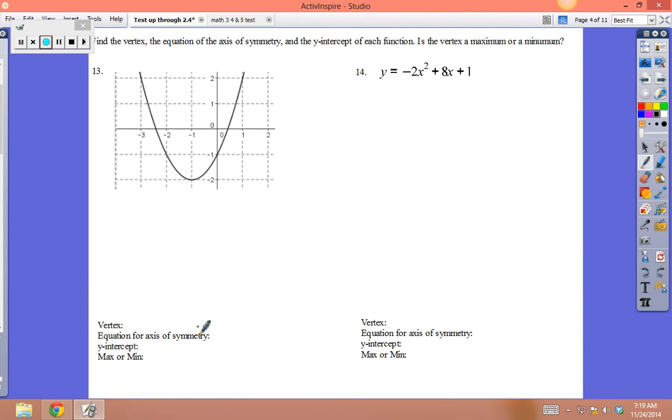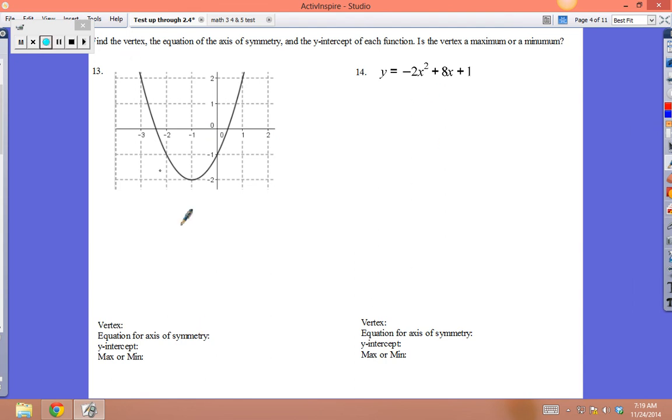13. Okay, 13 is easy. 14 is hard. Vertex. Vertex is this dot right here. So that's a negative 1, negative 2. That's how I get to that dot. Axis of symmetry is the line that cuts your parabola in half. It goes through the x-axis, so it needs to be x equals negative 1. The y-intercept is right here, where it crosses the y-axis. Y-intercept is a negative 1.